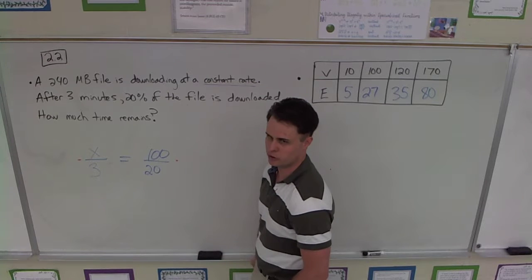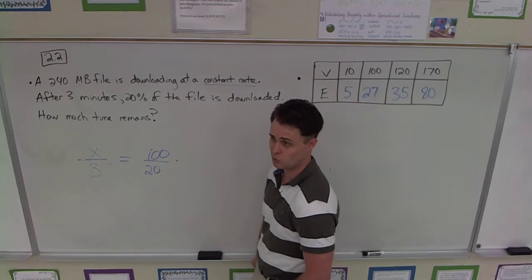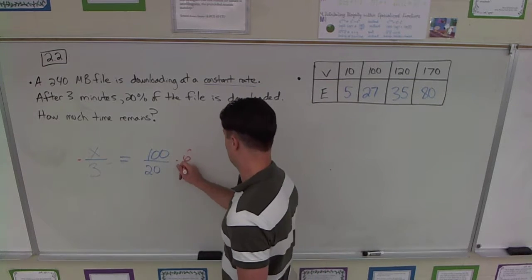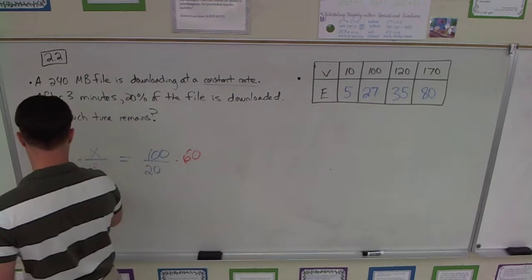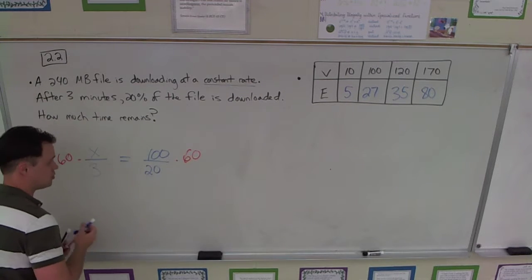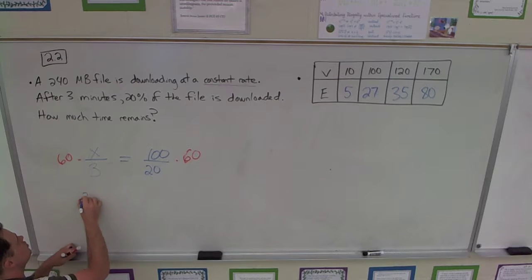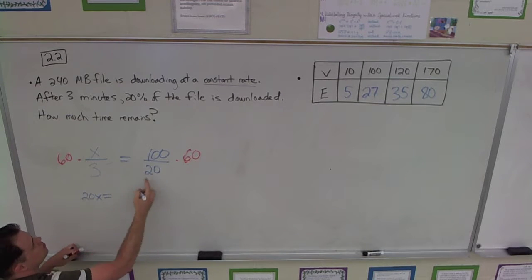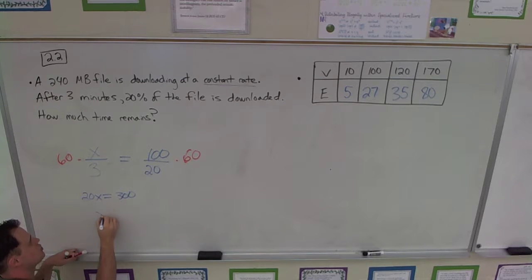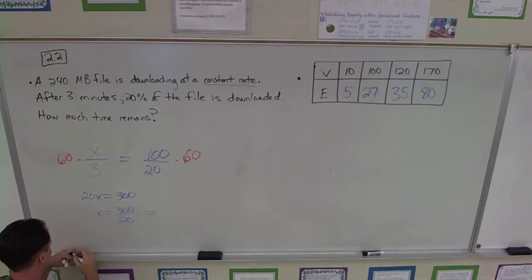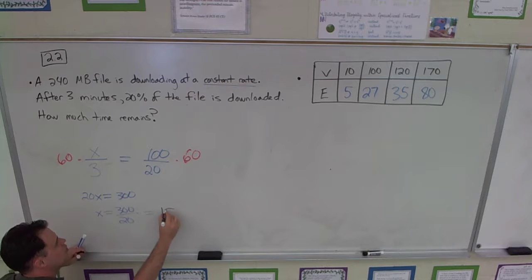3 and 20 are totally different, right? So 60. And see what happens. 60 over 3 is 20. 60 over 20 is 3. There you go. So x is 300 over 20. Can you guys help me with the calculator there, or just do it in your head? What is it? 15? And units.